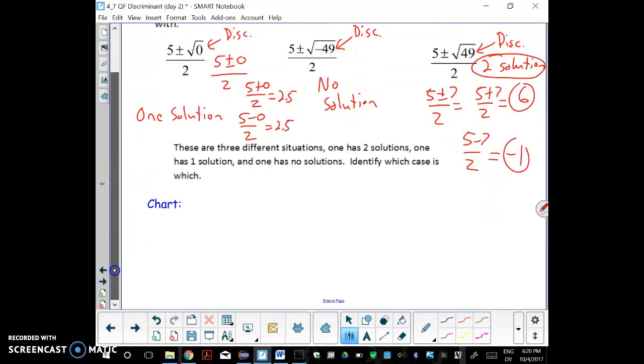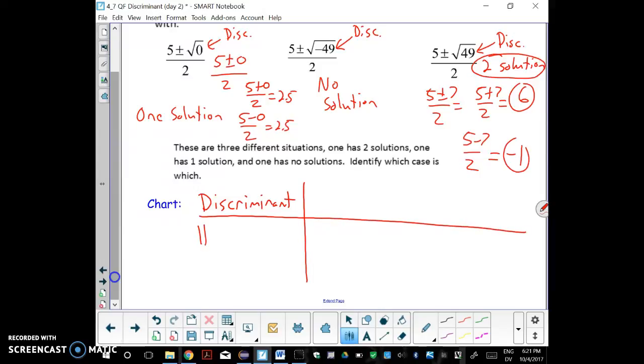All right, so to summarize all this, we're going to make a little chart. So the discriminant, again, it's just a number, a value, b squared minus 4ac. And then we have number of solutions to the quadratic. Sorry, that's a rough U there, solutions.